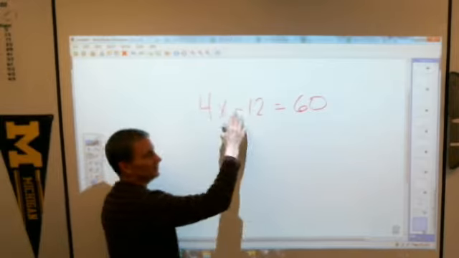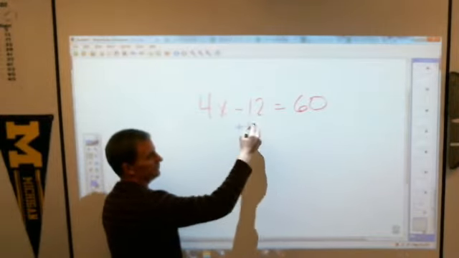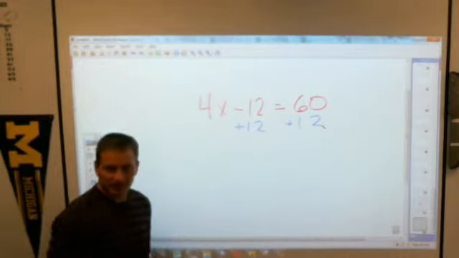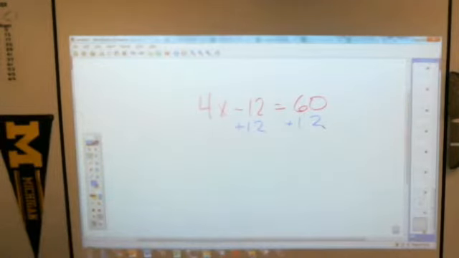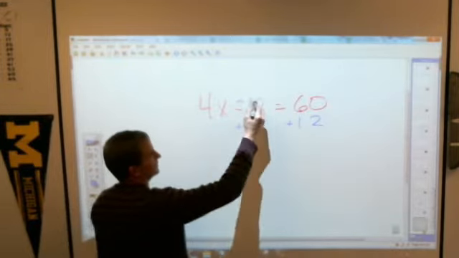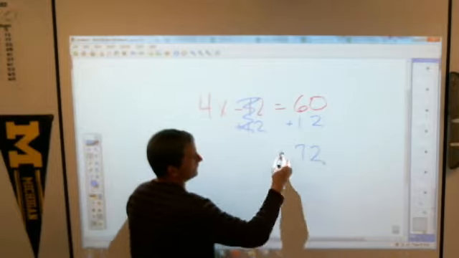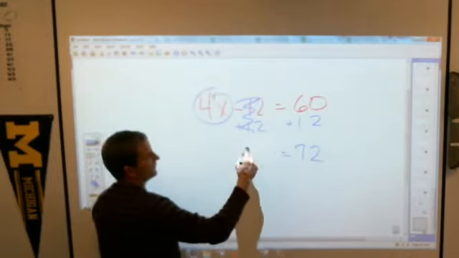To get rid of a minus 12, you add 12. I have to do that to both sides. Remember the balance, and if you take this away, it didn't work. So this goes away. What is 60 plus 12? 72. I still have this 4x over here.